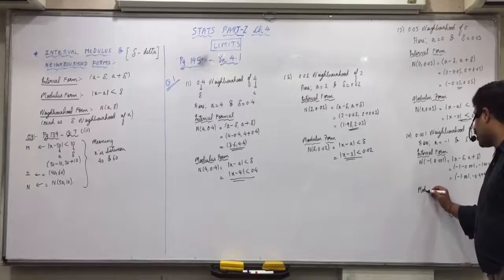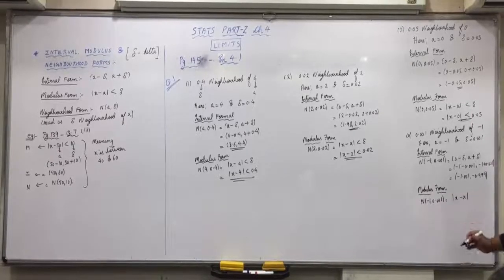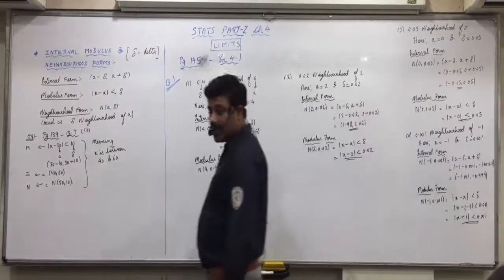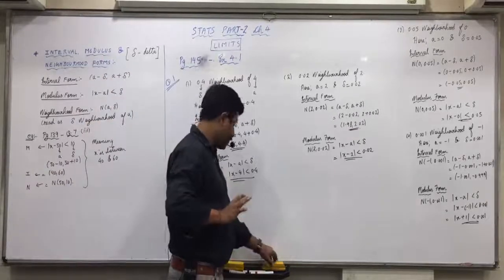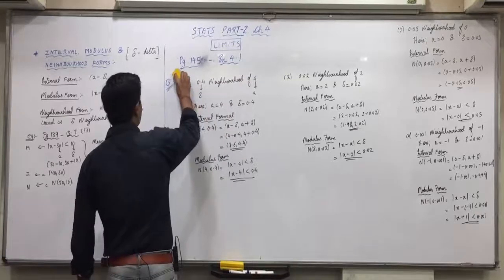And modulus form, modulus x minus a. Everyone at the last bench, keep silence. Modulus x minus of minus 1 less than 0.001 means modulus x plus 1, since minus minus becomes plus. So modulus x plus 1 less than 0.001. So everyone is clear with this question? Any confusions? Now look at question 2.